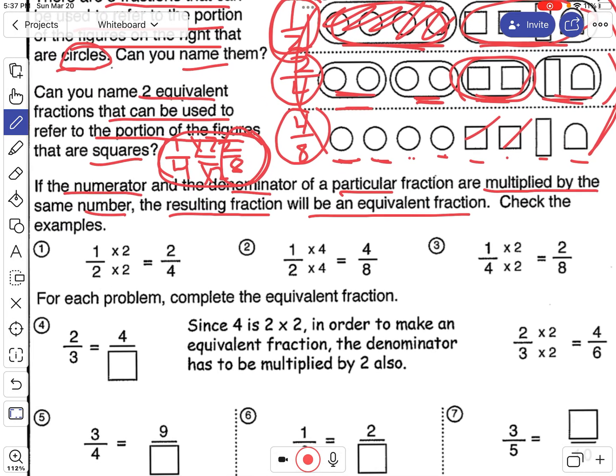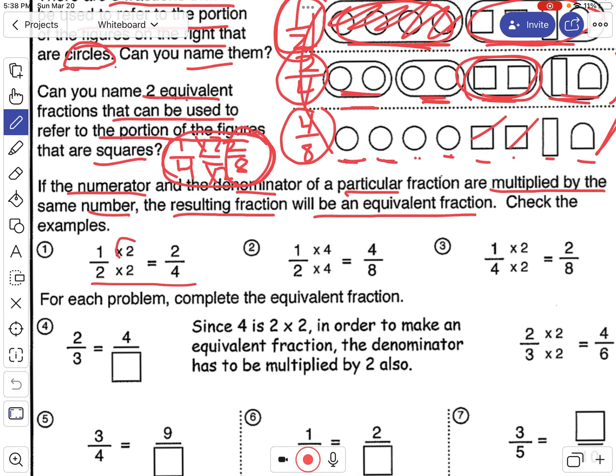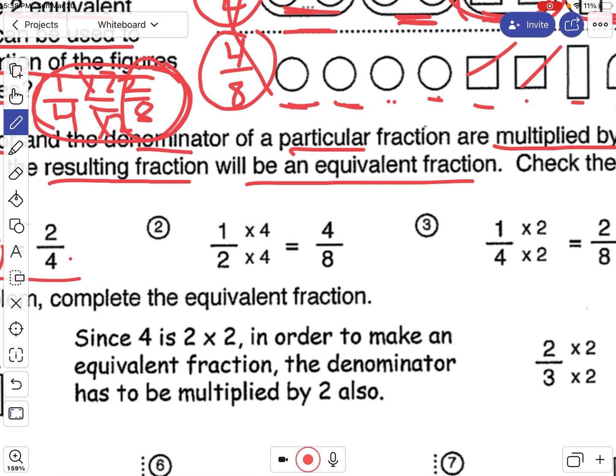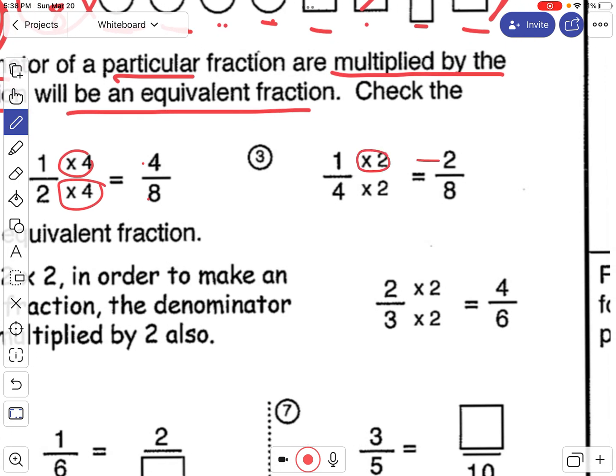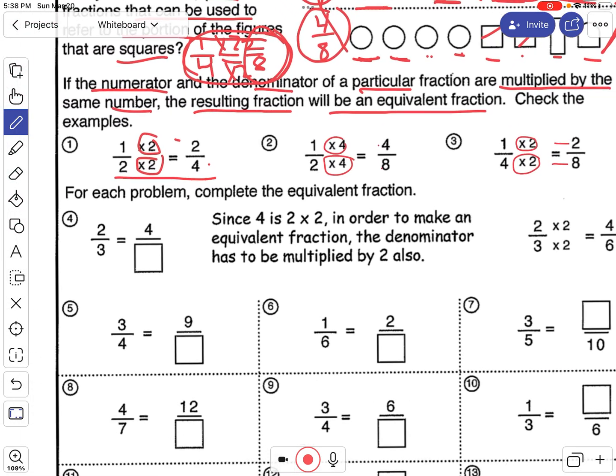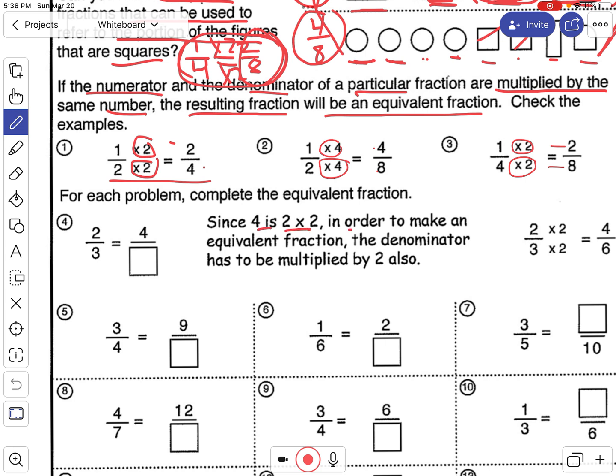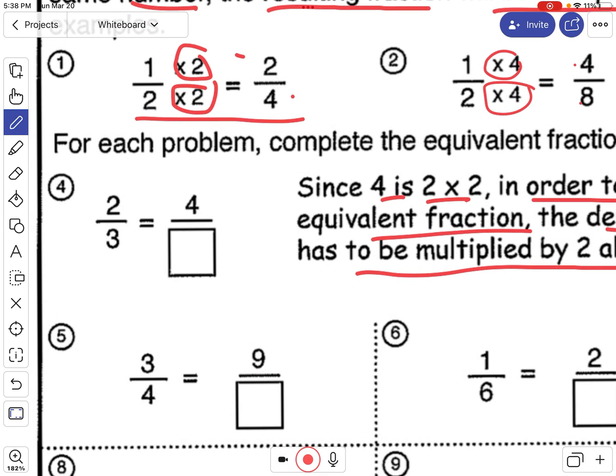All right, let's look at some samples down here. 1/2 is 2/4 because 1 times 2 is 2 and 2 times 2 is 4. 1/2 is also equal to 4/8 because 1 times 4 is 4, 2 times 4 is 8. 1/4 is equal to 2/8 because 1 times 2 is 2, and 4 times 2 is 8, just like we saw up there. All right, since 4 is 2 times 2, in order to make an equivalent fraction, the denominator has to be multiplied by 2 also. So to solve these, you're going to go 2 times 2, you show that work right there, is 4. So if I multiply the denominator by 2, I get an equivalent fraction.